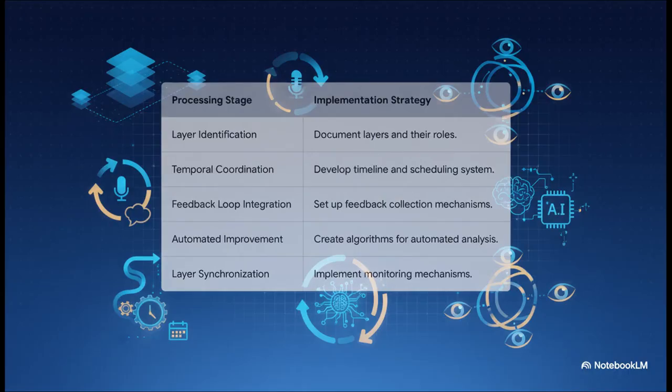See, layer identification isn't just a vague idea. In practice, it means you actually document each layer and what it's supposed to do. Temporal coordination becomes a real timeline and a scheduling system. Feedback loop integration means you set up the actual tools to collect that feedback. Automated improvement, well, that requires someone to create the algorithms that do the analysis. And finally, layer synchronization means you implement monitoring systems to watch over the whole thing. It's a direct, actionable plan.